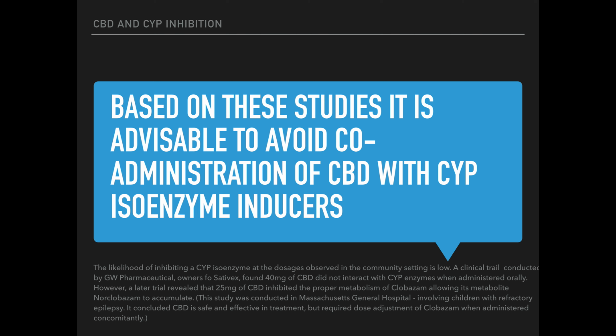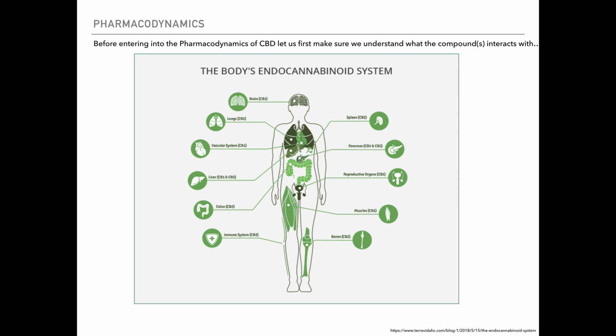So the pharmacodynamics is the second part of the pharmacology that we're going to speak about in this tutorial. Before entering into the pharmacodynamics of CBD, I just want to have a quick look at what and how the compounds interact within the human body. So if we have a quick look at this slide, it mentions the endocannabinoid system. The endocannabinoid system basically comprises two main receptors, the CB1 receptor and the CB2 receptor. The CB1 and CB2 receptors are G protein coupled receptors.